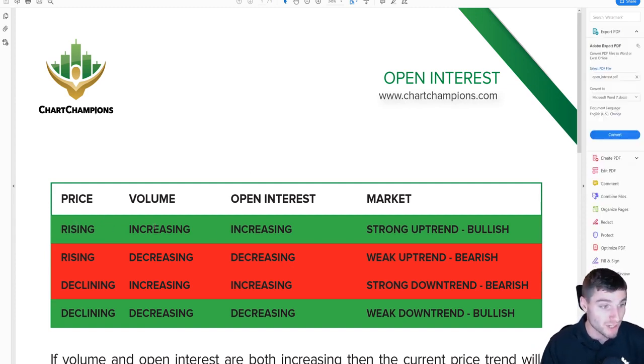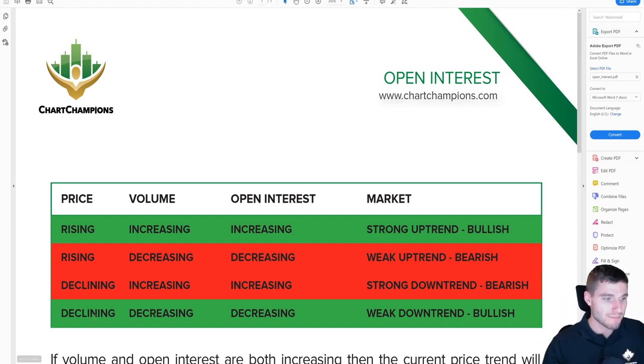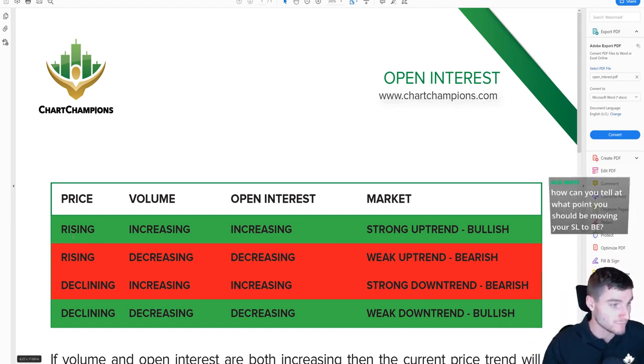Okay, so if you see price rising, and the volume and open interest increasing, then it's showing you that new longs are opening, new money, and you're looking at a very strong bullish market. The same if you're declining: if you're moving down and your volume is increasing and your open interest is increasing, then that's a strong downtrend.